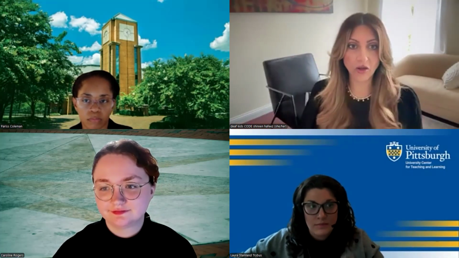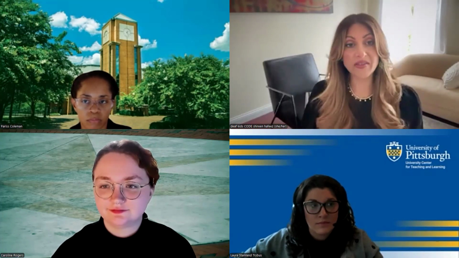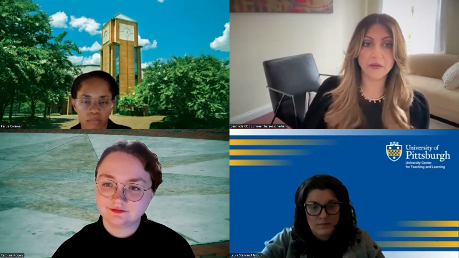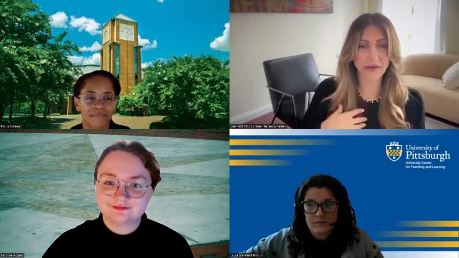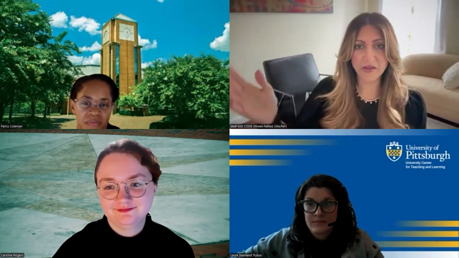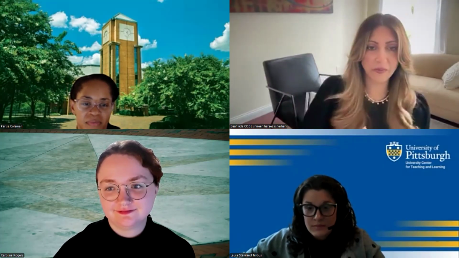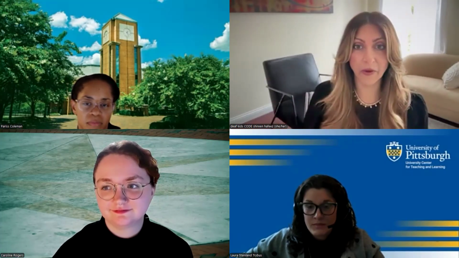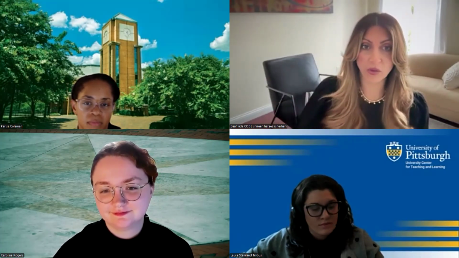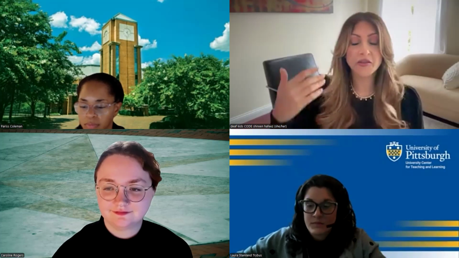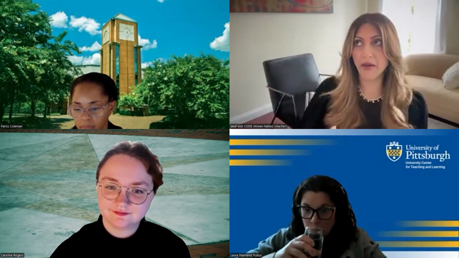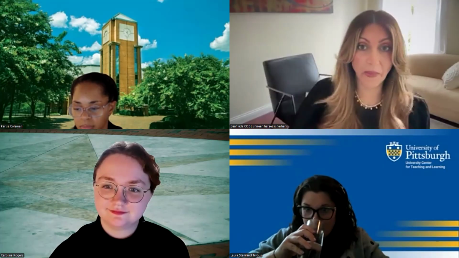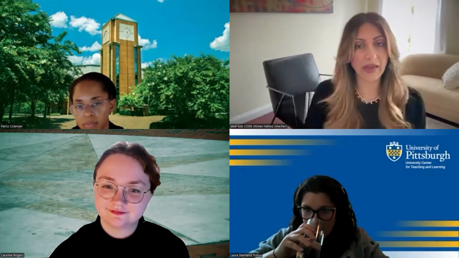An example of an alt text would be: upper left side, Paris Coleman. On the upper right side is Shireen Hafeez. Lower left would be Caroline. Lower right would be Laura. That's just an example, and you can go deeper into what those descriptions are. So you could say Shireen, upper right side, middle-aged South Asian woman with medium length hair.